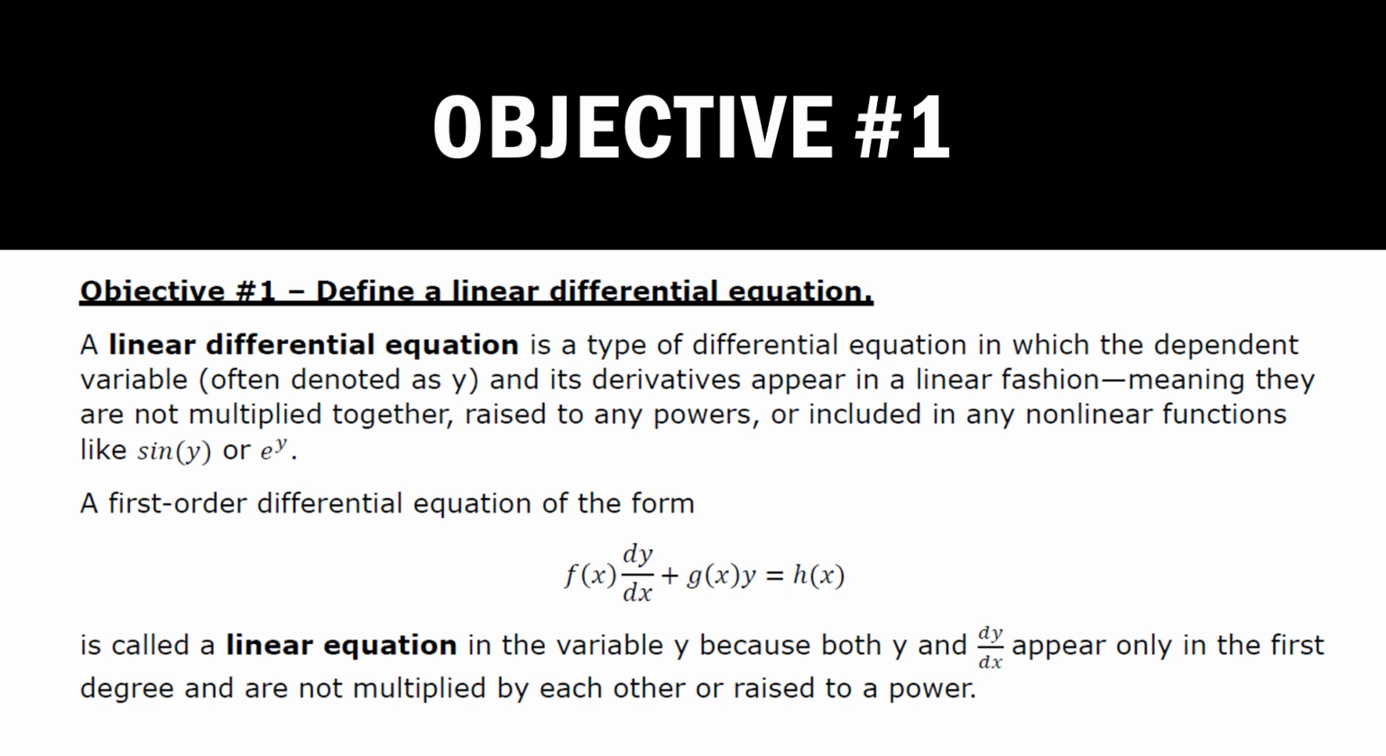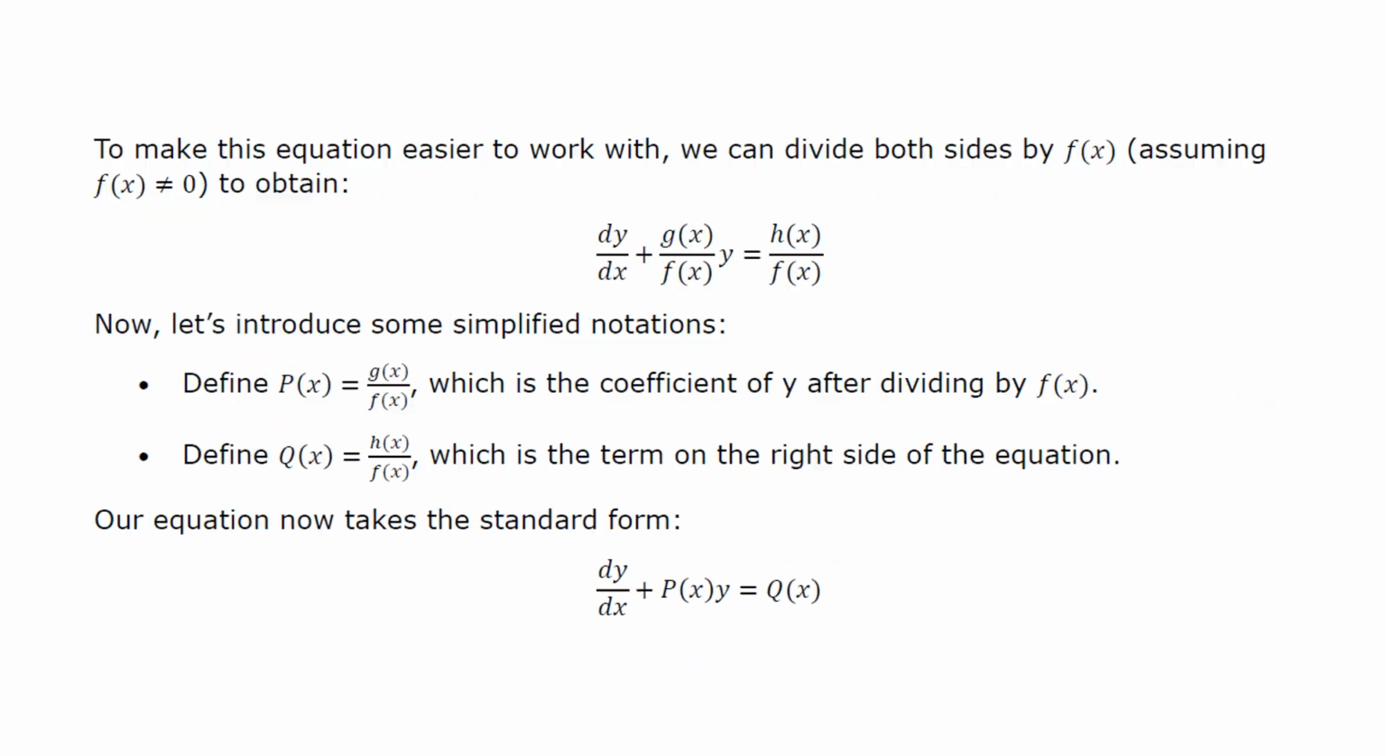A first-order differential equation of the form f of x dy over dx plus g of x times y equals h of x is called a linear equation in the variable y because both y and dy over dx appear only in the first degree and are not multiplied by each other or raised to a power.